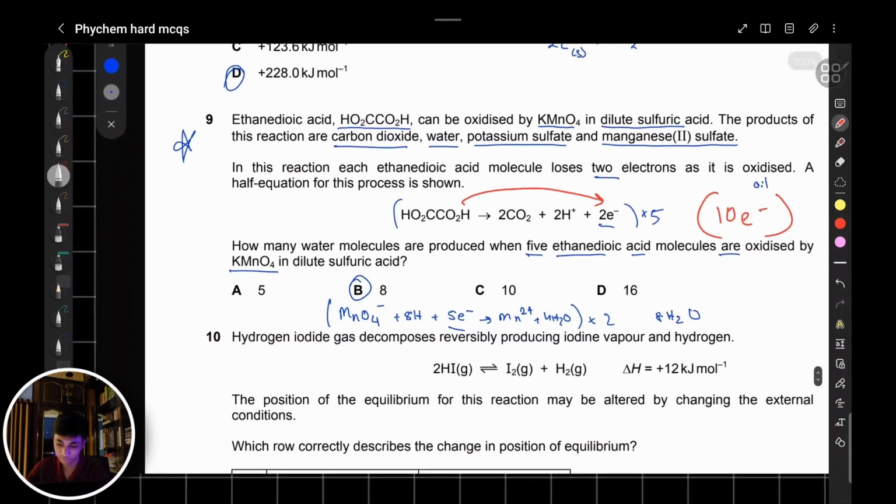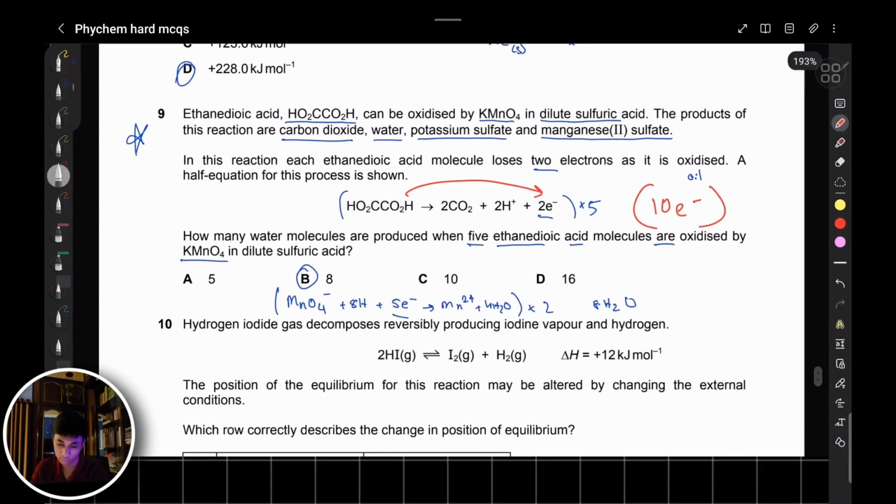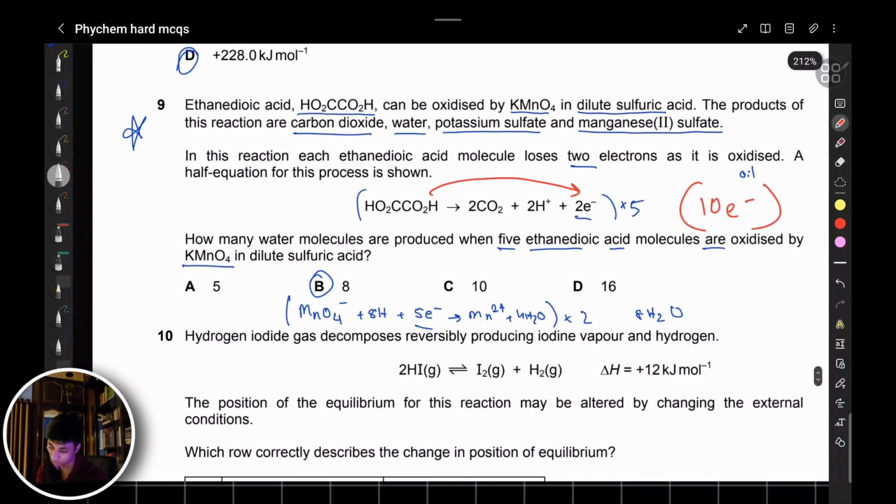Okay. So when manganese is being reduced, it is producing water molecules. When the acid is being oxidized, it's producing 2H plus ions, and when manganese is being reduced, it's producing water molecules. So let's balance it first.